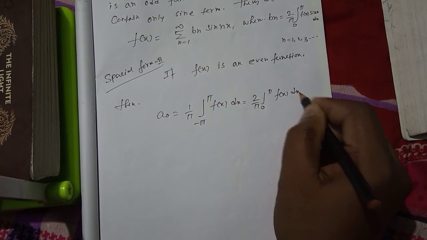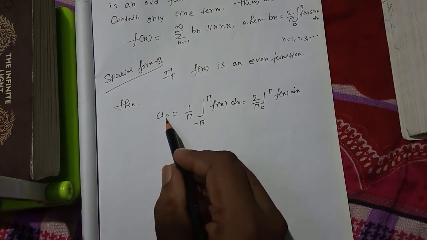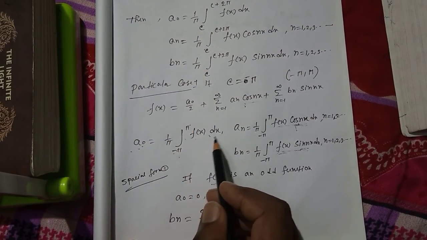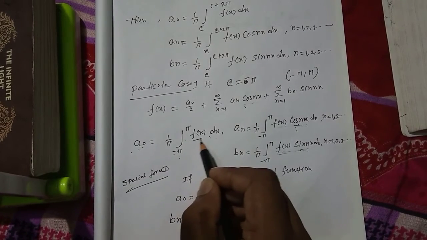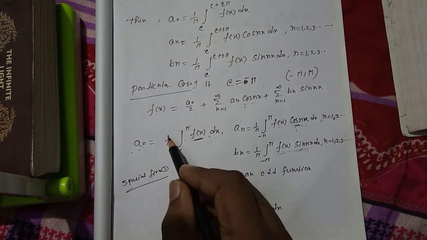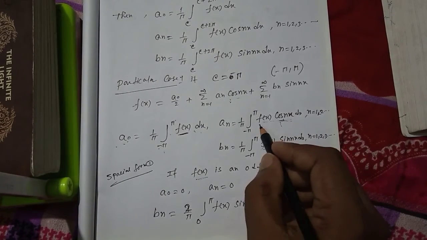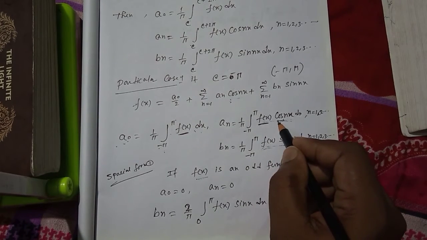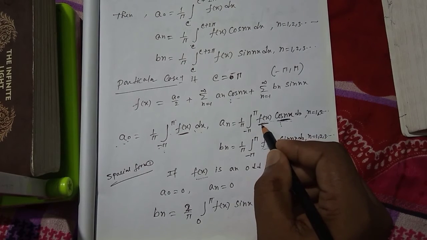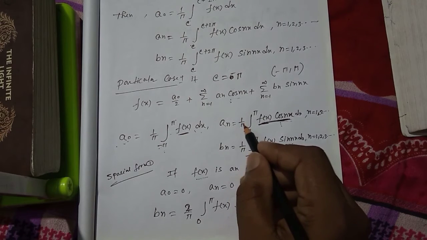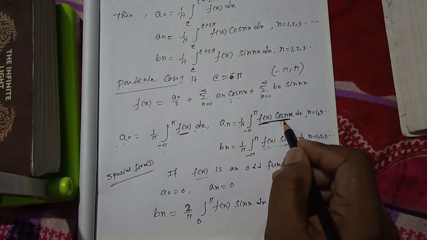As f(x) is an even function, therefore a0 is equal to 1 by pi integration minus pi to pi f(x) dx. Therefore, if f(x) is an even function, then a0 is equal to 2 by pi integration 0 to pi f(x) dx. As f(x) is an even function and cos of nx is an even function, their product is an even function. Therefore, an is equal to 2 by pi integration 0 to pi f(x) cos of nx dx.